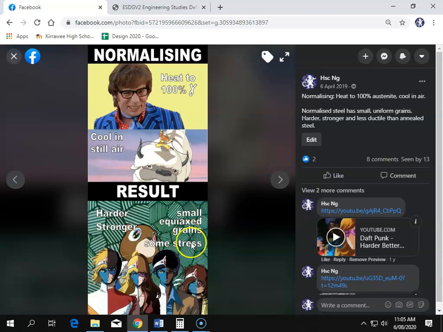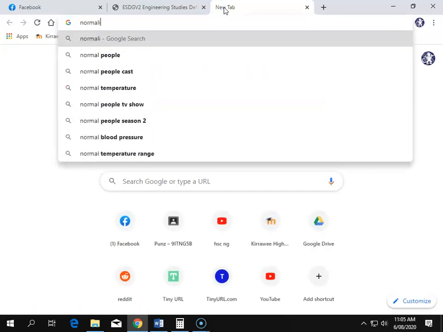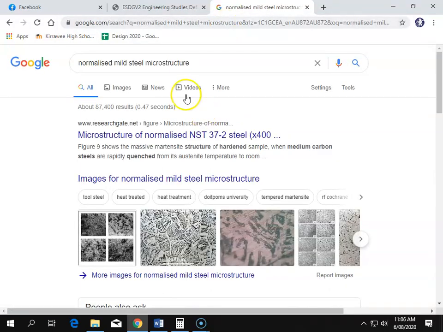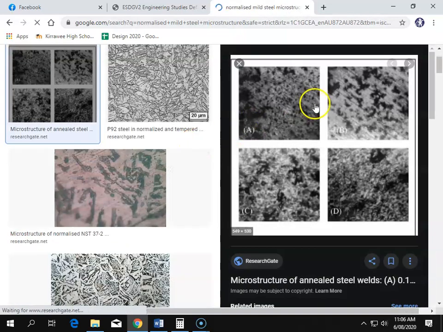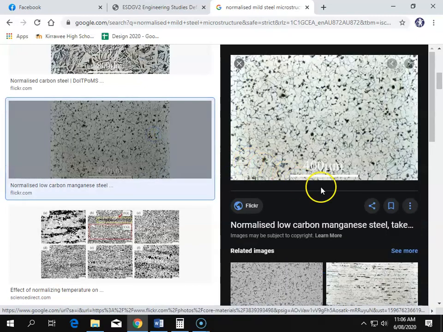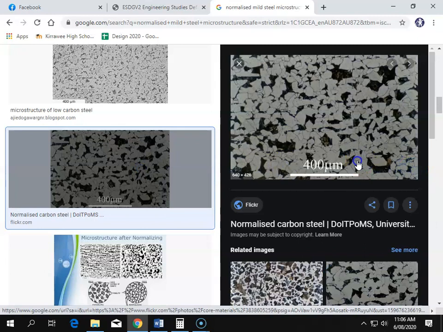Now, I can't just say use this diagram. Why can't I use this diagram? Because I specified that it's a mild steel chassis. So if it's mild steel, that means we have to draw our crystals, including pearlite and ferrite. It's a little bit too zoomed in. That's a little bit too low carbon. There we go, I like this. Okay, so we've got small equiaxed grains, and we've got some chunks of pearlite. I think I saw some people mislabel the grains, which is not ideal.